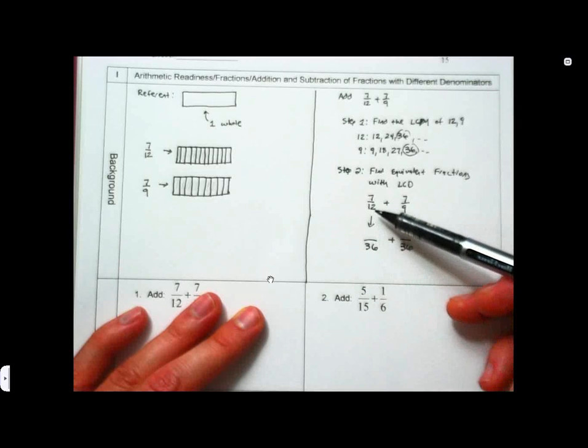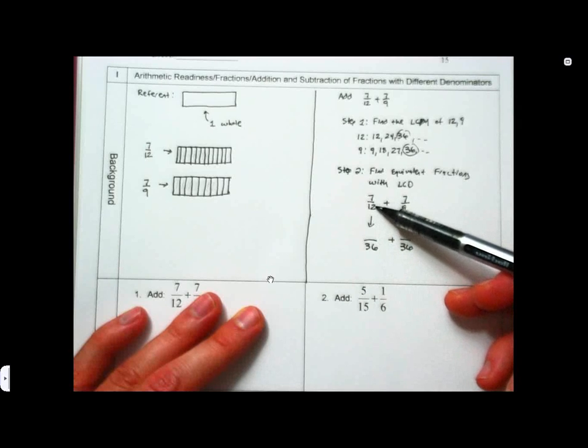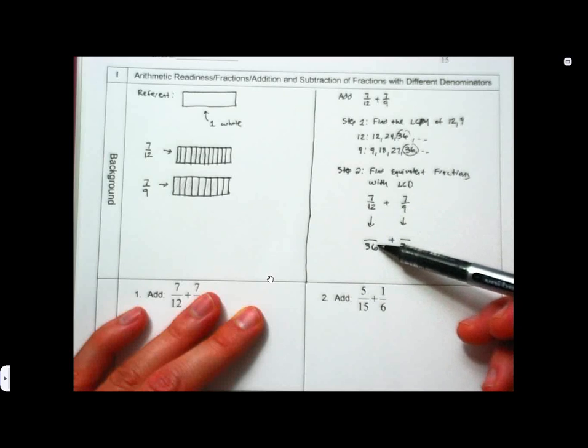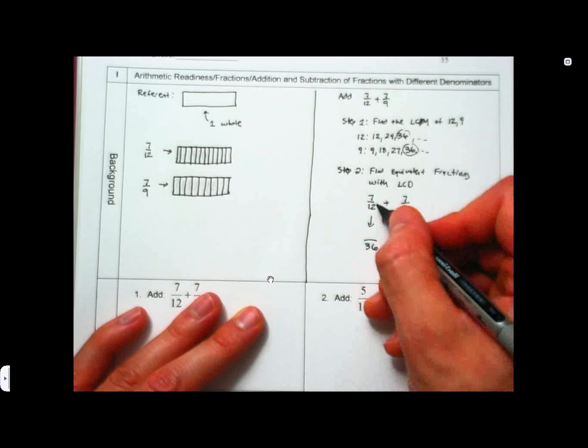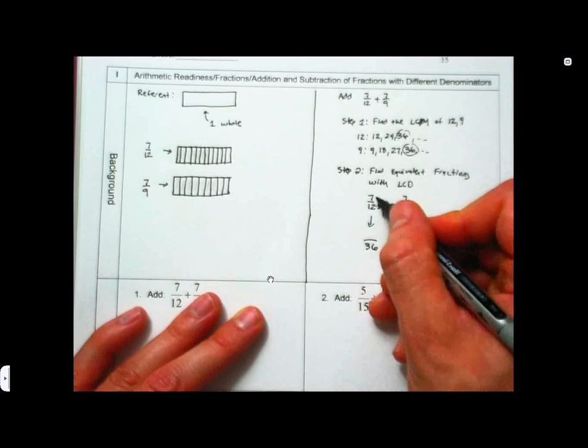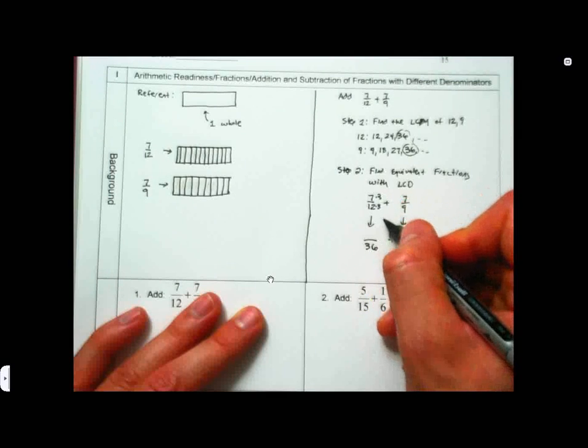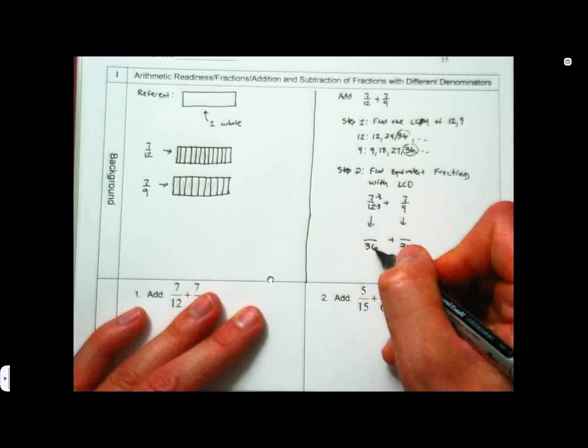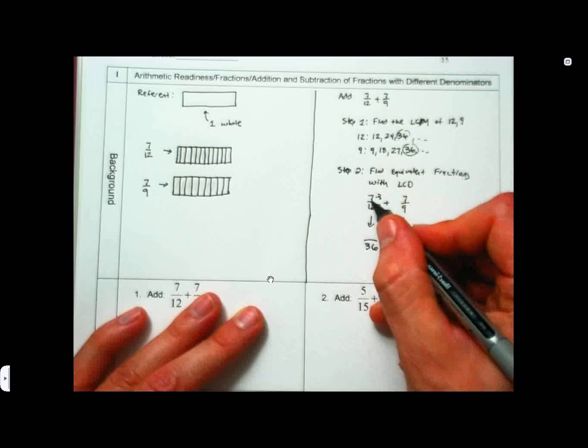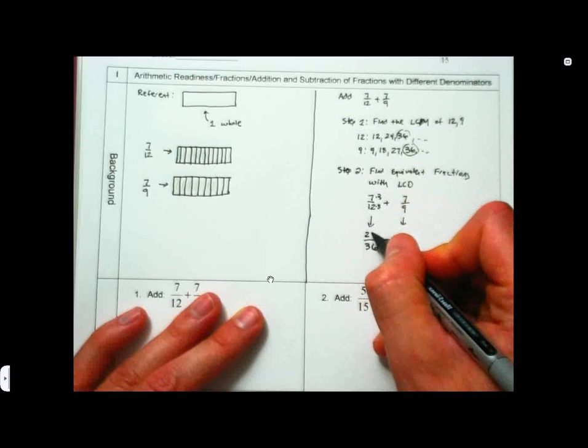So remember, as long as I multiply the top and the bottom of a fraction by the same number, I haven't changed its value. So if I multiply 12 by 3, I get 36. So what I'm going to do is multiply top and bottom by 3, and 12 times 3 is 36, so that gives me my bottom. 7 times 3 is 21, so that gives me the top.